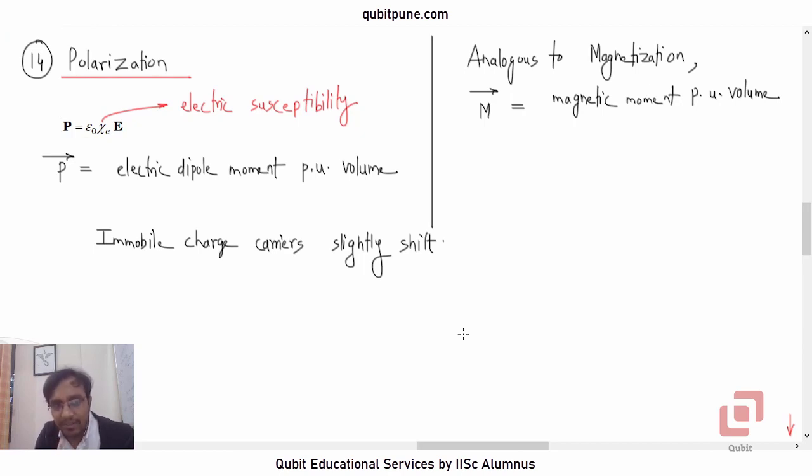So that gives rise to another electric field, and that actually acts in a direction opposite to the externally applied field, and that is the reason why capacitance of a capacitor increases when you place a dielectric inside. We'll come to that, but just remember this formula, polarization. It's a vector quantity, P bar.